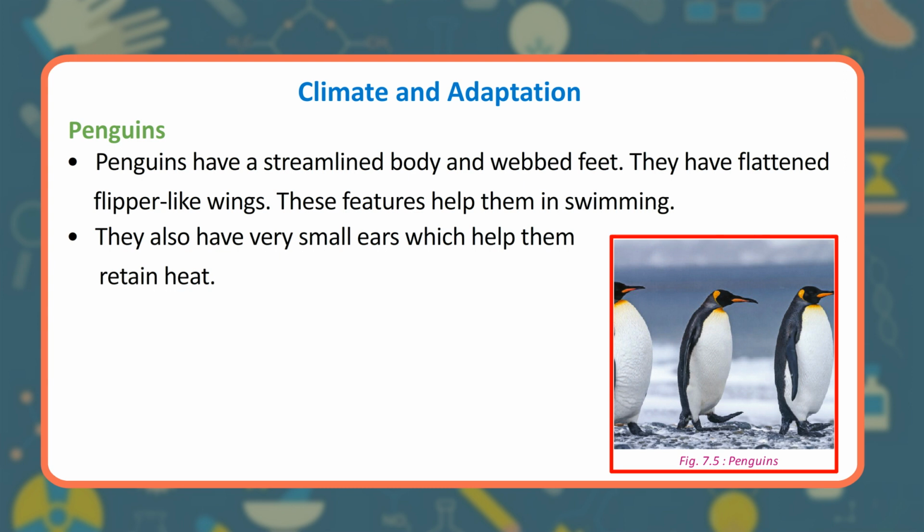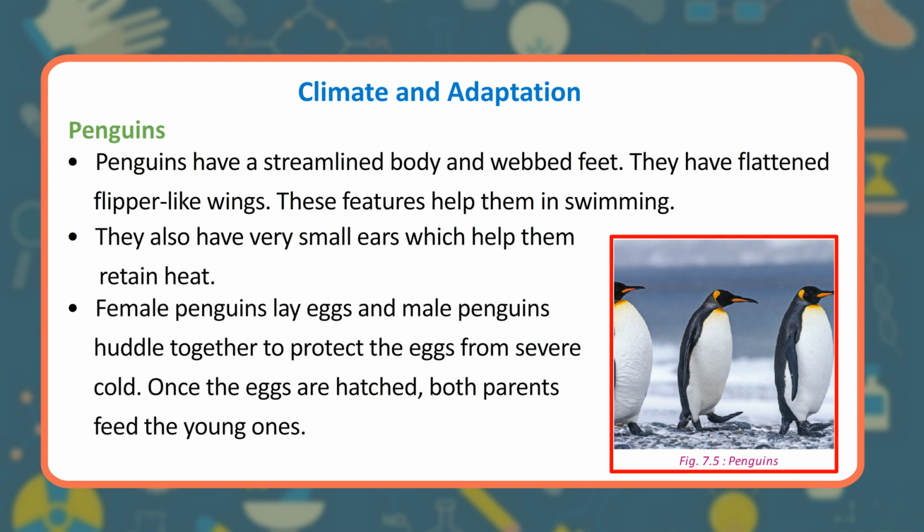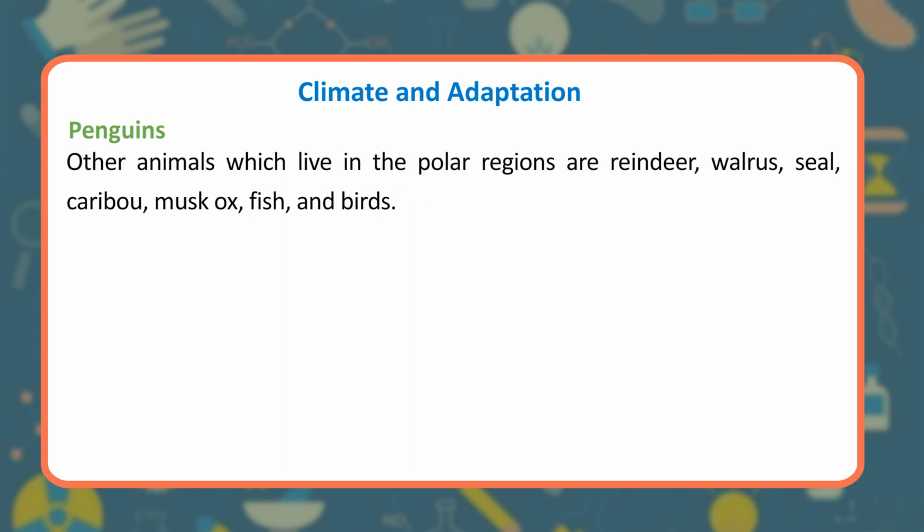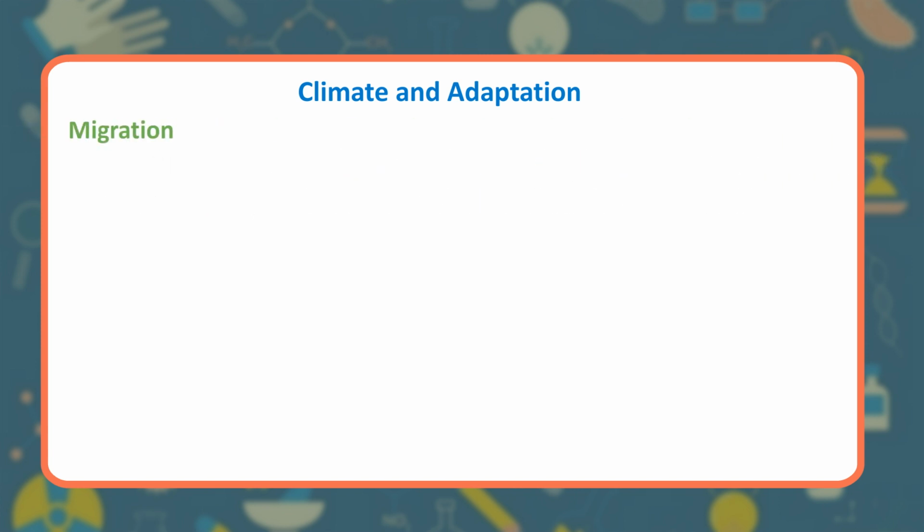They also have very small ears which help them retain heat. Female penguins lay eggs and male penguins huddle together to protect the eggs from severe cold. Once the eggs are hatched, both parents feed the young ones. Other animals which live in the polar regions are reindeer, walrus, seal, caribou, muskox, fish, and birds.